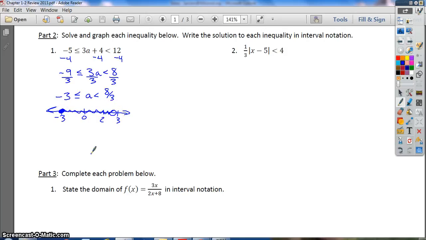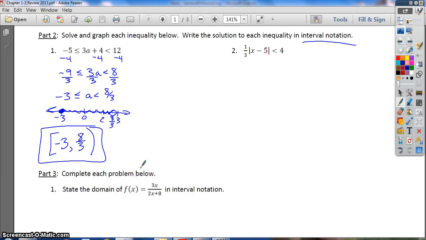So, I'm putting this in interval notation, okay, which is what I'm asked to do here. We will start at negative 3. That hits a bracket. From negative 3, we will continue all the way up to 8/3, and that's where you will stop. Now, 8/3 is an open circle, so you would put a parenthesis. That's your solution for number 1.